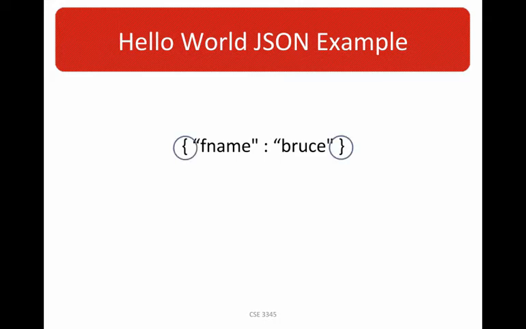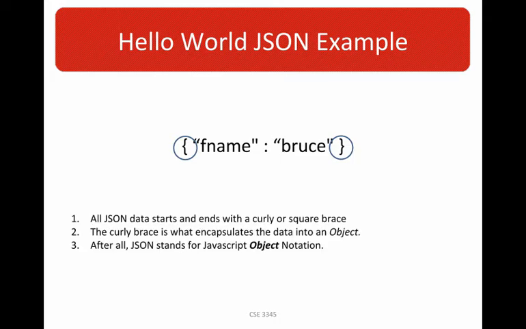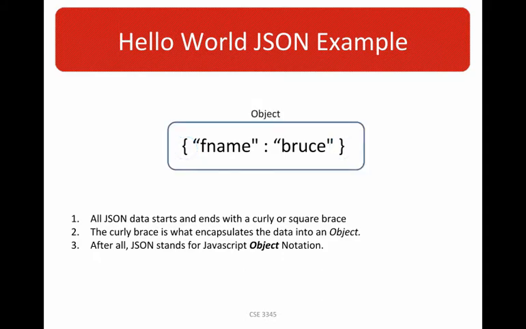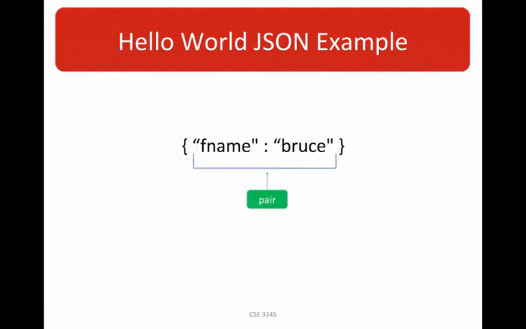So as I mentioned, all of your JSON work needs to have a curly brace or a square brace. The curly brace is what encapsulates the data into an object, and that's where the object part of JavaScript Object Notation comes from. Very key. So here we have our entire object, and here's our pair.